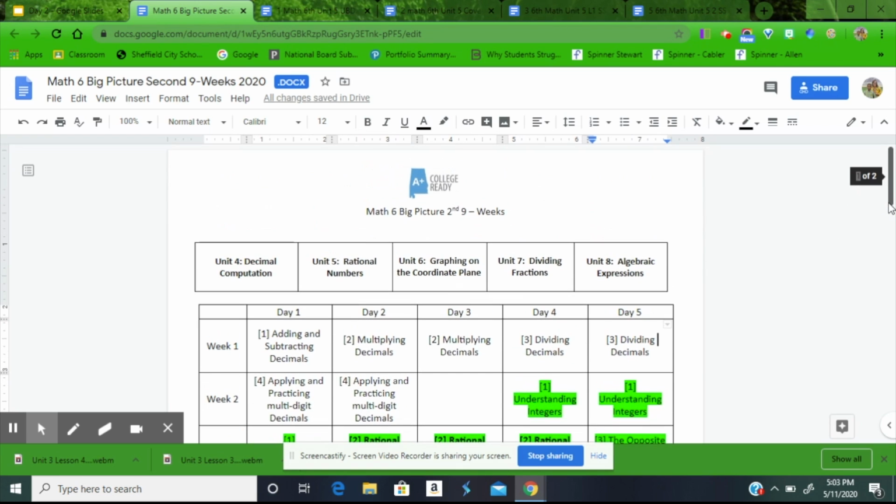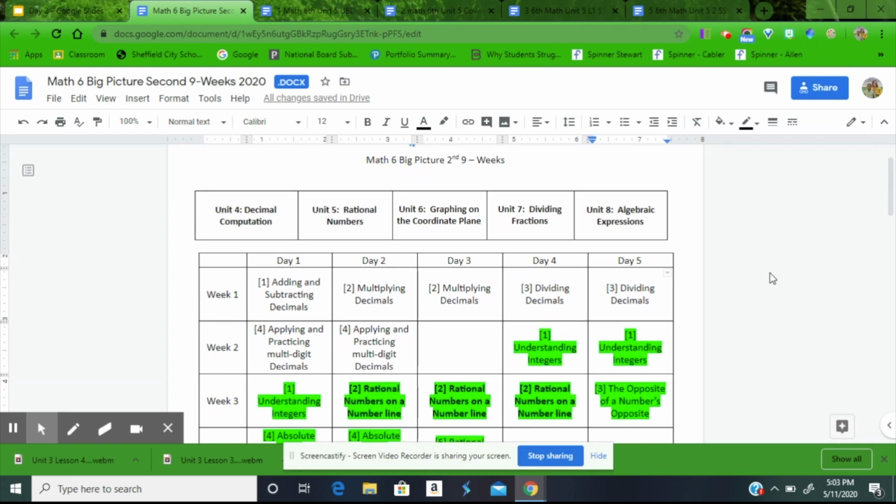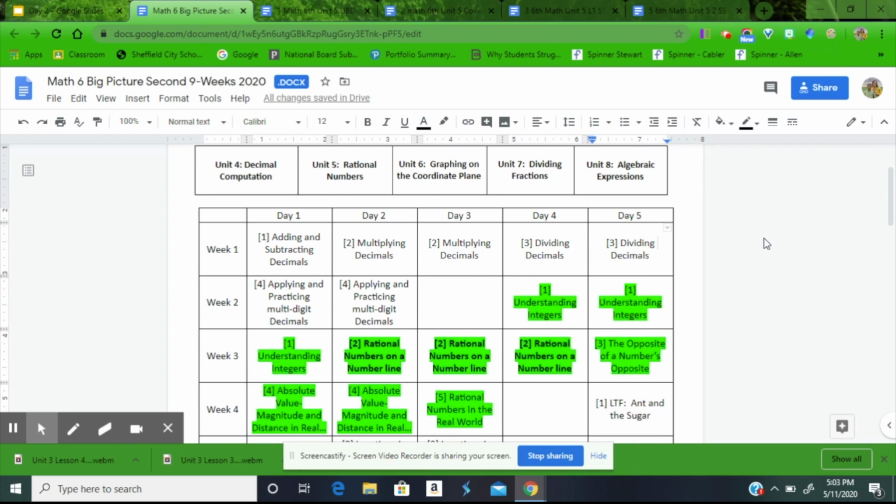You will notice that Unit 5, Rational Numbers, is found in the second 9 weeks. If we look at what has come before this unit, sixth grade students have already completed decimal computation. And from rational numbers, they're going to be moving into graphing on the coordinate plane. Unit 5 is a very important unit because it's the first time that sixth grade students have been introduced to negative numbers. So if we look down here, we've got Unit 5 highlighted in green. The lesson we're going to focus on in this video is rational numbers on a number line. You can see here that covers 3 days of instruction.